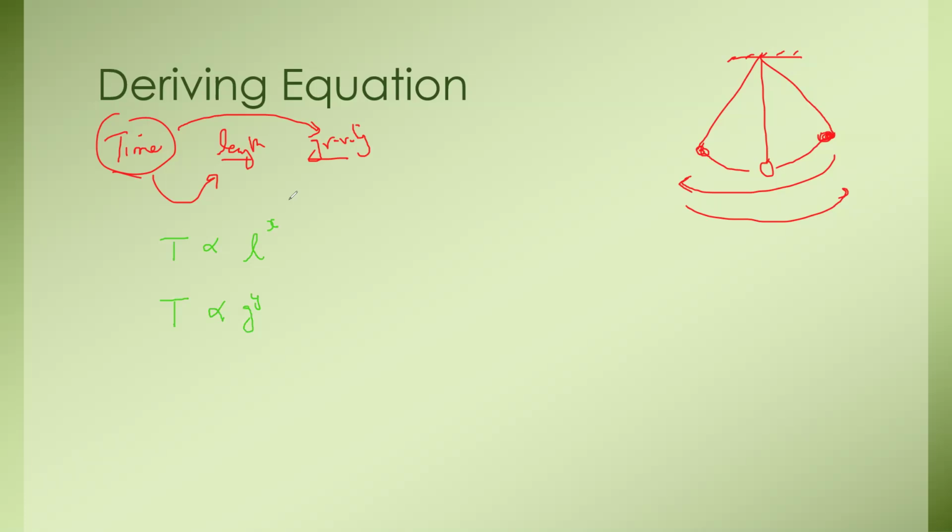Whenever we want to derive any equation, we want to establish a relation between the quantities, so we use a proportionality relation. They can have inverse proportion, but we assume that the proportion is direct, raised to some power, like x, y, or z. So we said the time period is proportional to length raised to power x, and the time period is related to gravity raised to power y.